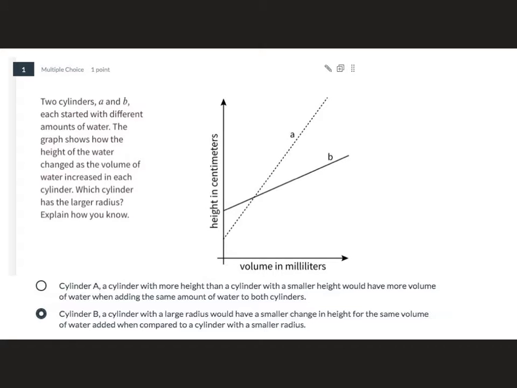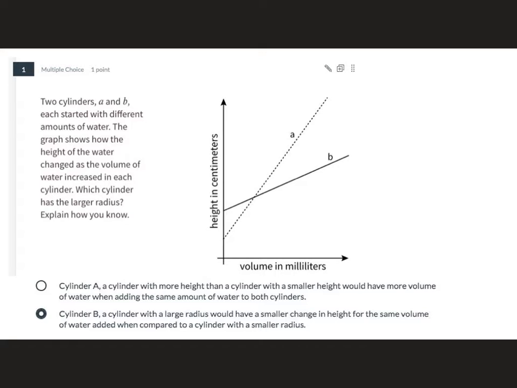Okay, does that actually make sense? So it doesn't have the same amount being added. Does that really work with this statement? Not really. Okay, so I'm going to read the second statement and then figure out which one is true. It says cylinder B is a cylinder with a large radius and would have a smaller change in height for the same volume of water added when compared to the cylinder with a smaller radius. Okay, so it has a bigger radius, and it actually goes up really, really slowly. That is pretty much what it's trying to say. So that one makes a little bit more sense.